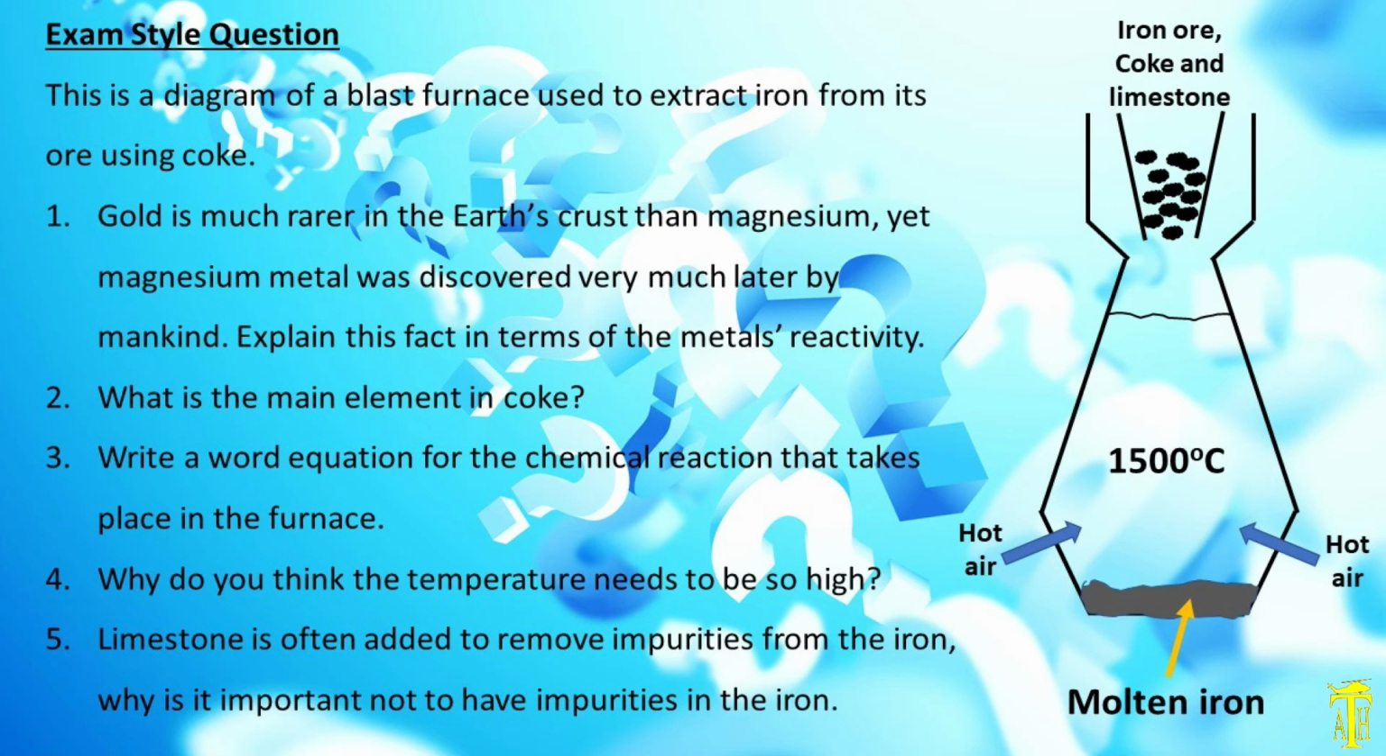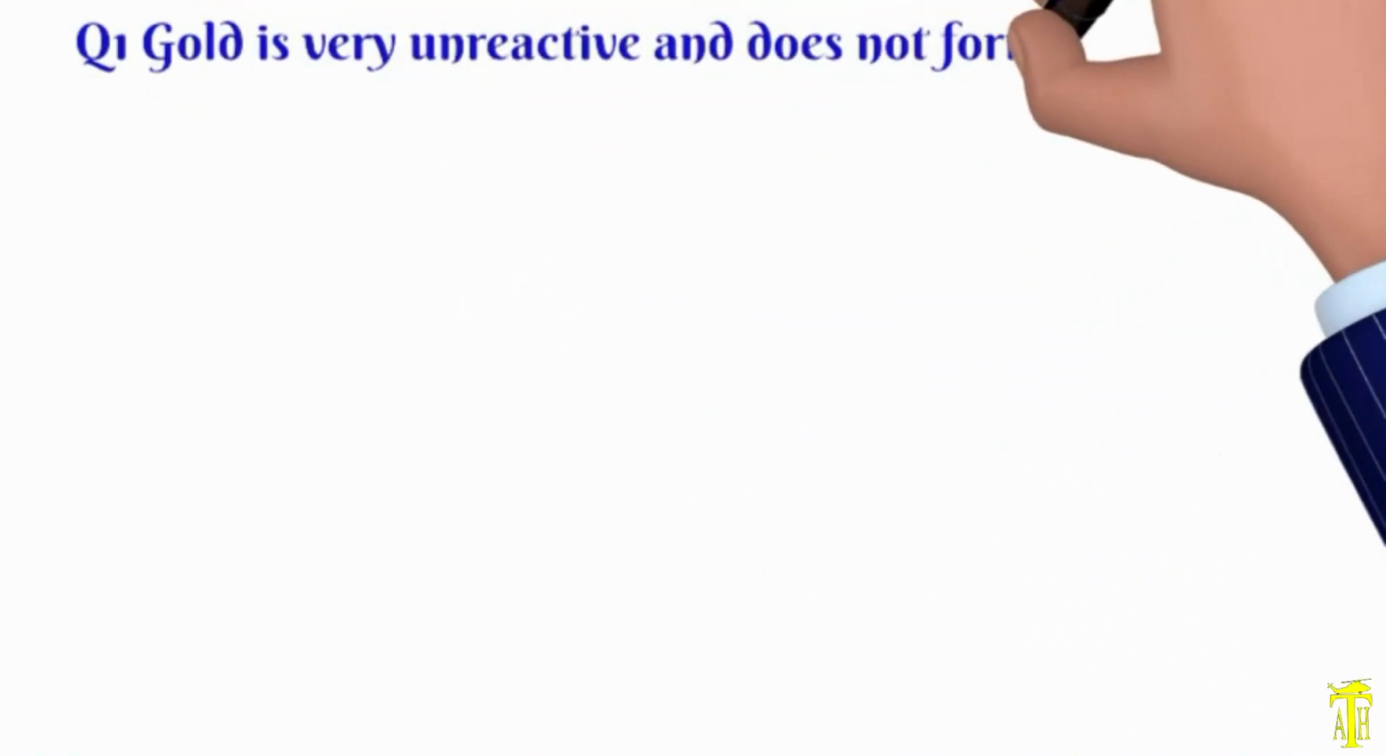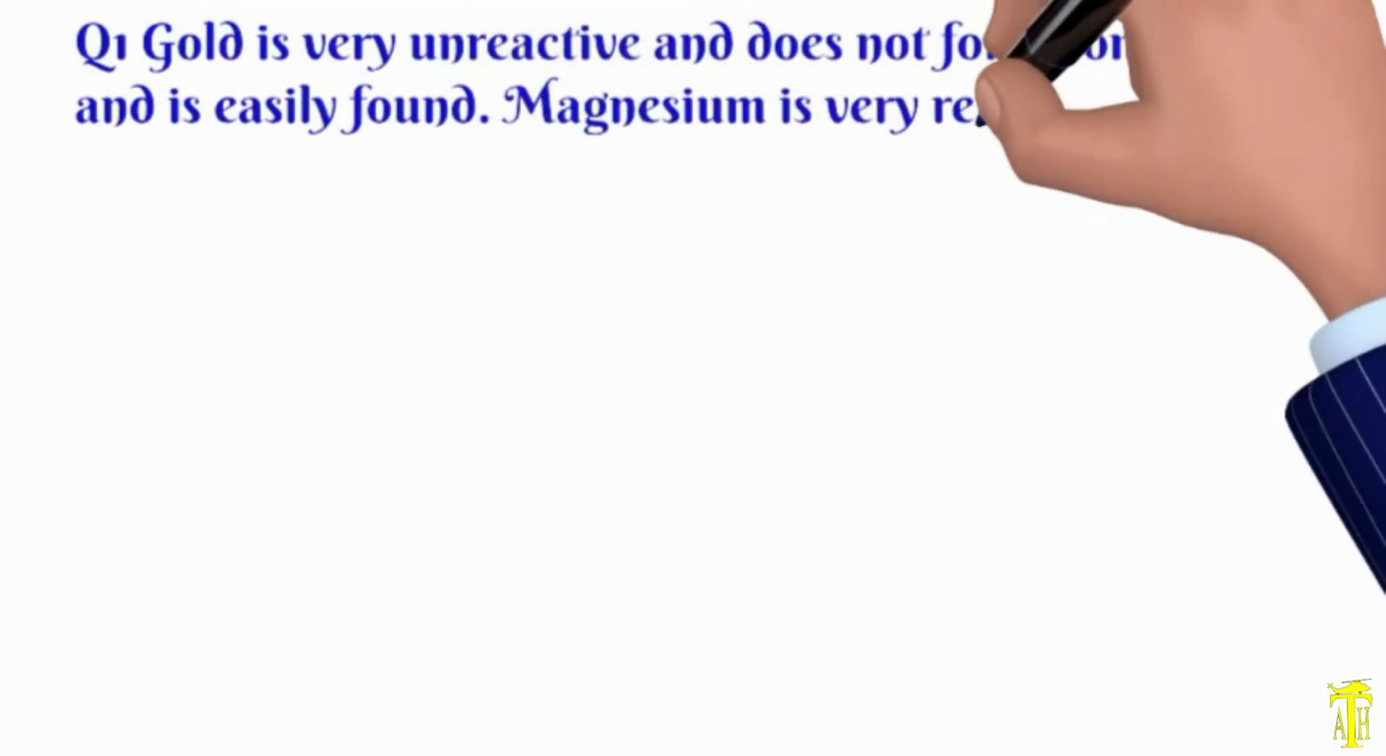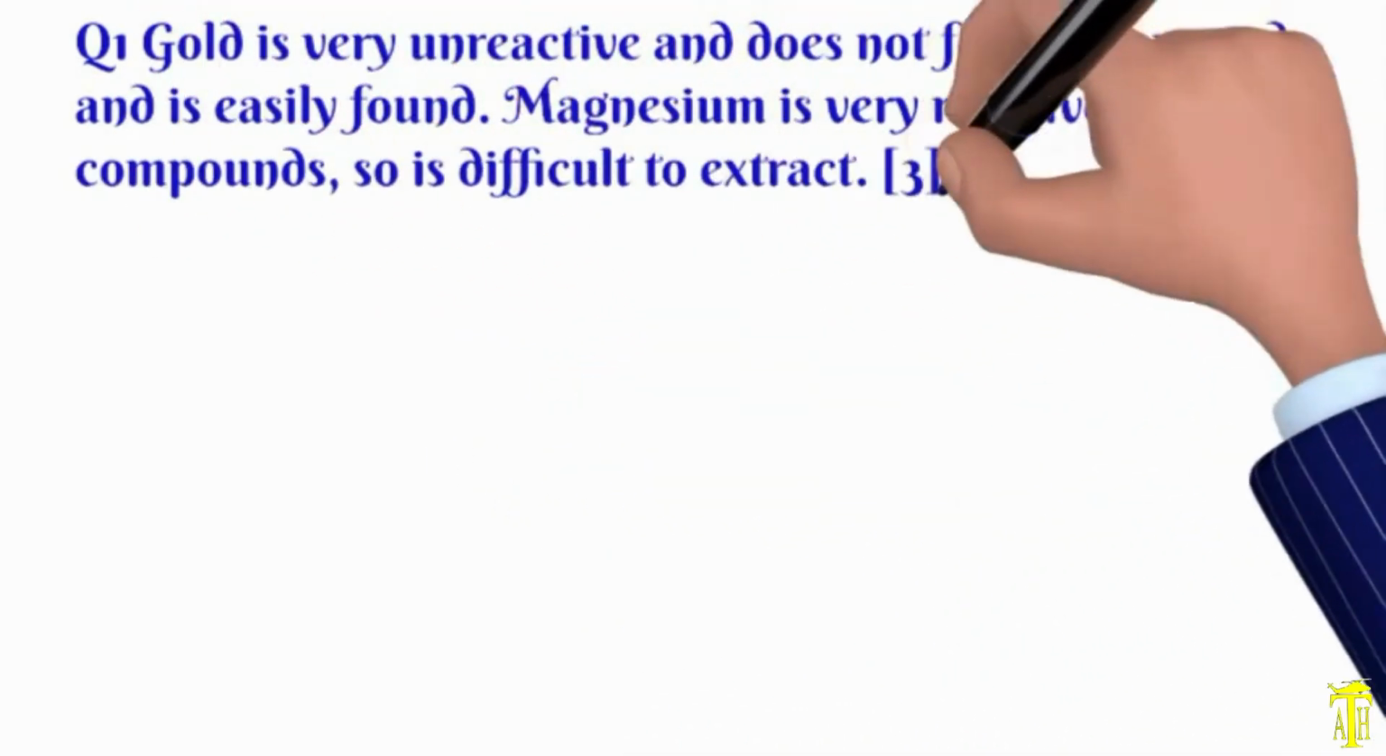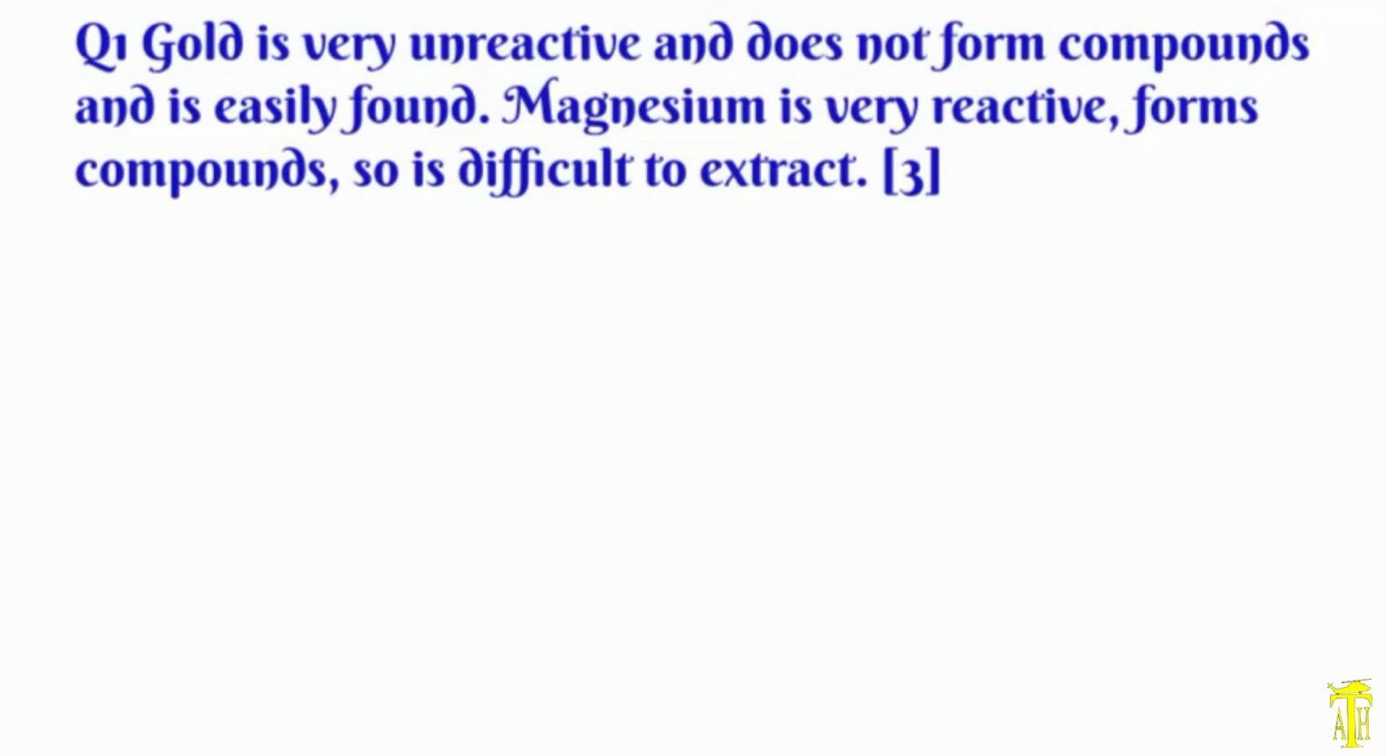So question 1. Gold is much rarer in the Earth's crust than magnesium, yet magnesium metal was discovered very much later by mankind. Explain this fact in terms of the metal's reactivity. Well, gold is very unreactive and it doesn't form compounds, so it's found very easily. It's literally just lying around. Magnesium is very reactive. It forms compounds and so it's difficult to extract. We have to use electricity to get it out, electricity not being discovered till quite recently.